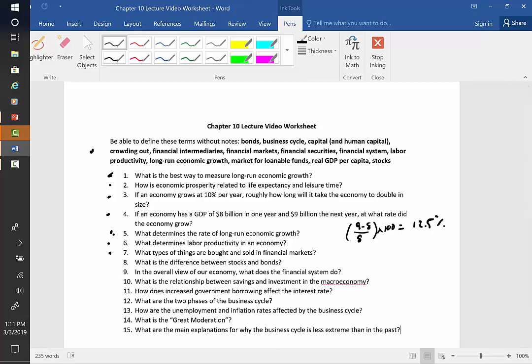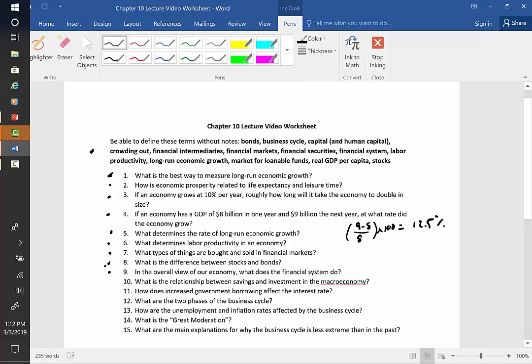Well, financial securities, like stocks and bonds, for example. Number 8 says, what is the difference between stocks and bonds? Stocks represent partial ownership in a firm and entitle the stockholder or the shareholder to the profits of the firm. Bonds, on the other hand, represent just a promise to repay funds later, a fixed amount of funds at fixed dates in the future. So they're just basically really formal IOUs.